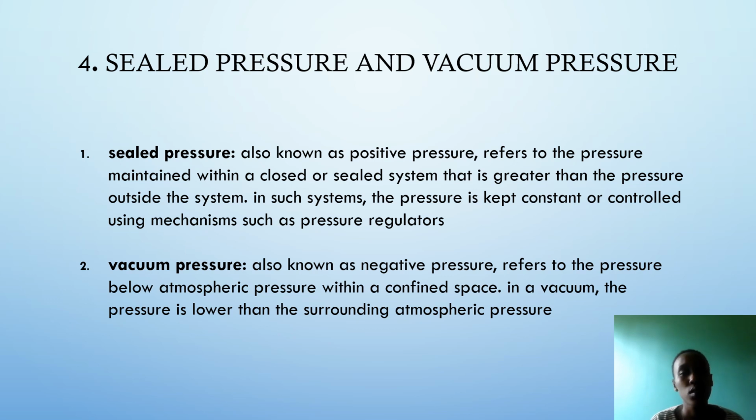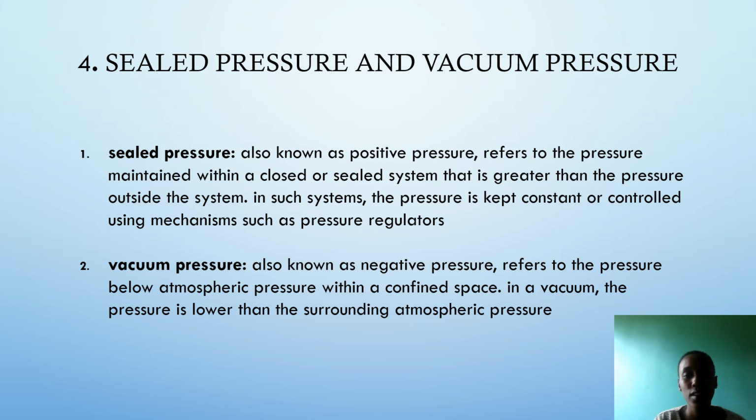The pressure inside the system is greater than the pressure outside the system. In such a system, the pressure is kept constant or controlled using mechanisms such as pressure regulators. Those pressure regulators are the controllers which control the pressure so that it stays in the normal range. The second one is vacuum pressure, also known as negative pressure.